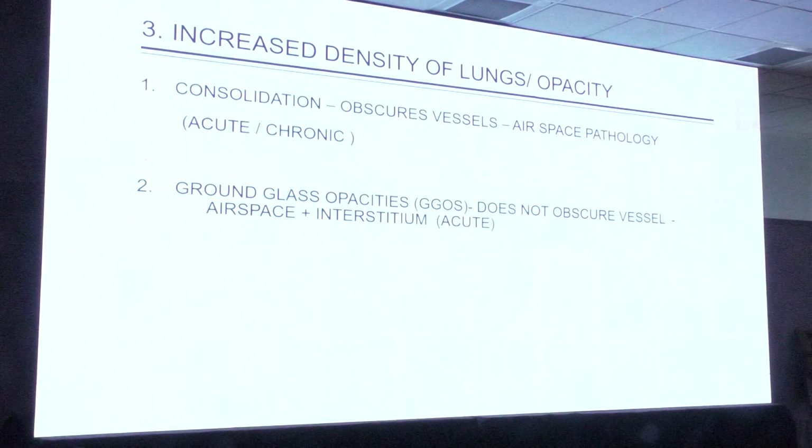Coming to the increased density of lungs and opacity, we have two conditions here. One is consolidation and the other is ground glass. The major difference between consolidation and ground glass is that in consolidation you cannot see the vessels through them. In ground glass you will be able to see the vessels through them. It is very, very important. And ground glass suggests there is an acute inflammatory or infective process going on.